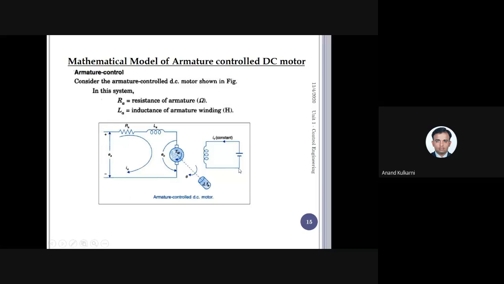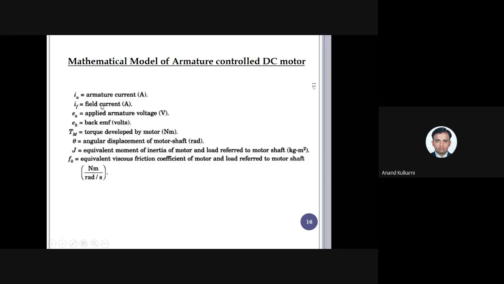So we have to model this now. We are now keeping the field current constant, and we are going to change the armature current Ia. So this is the principle. Now see here, Ia is the armature current, If is the field current, we have kept it constant.